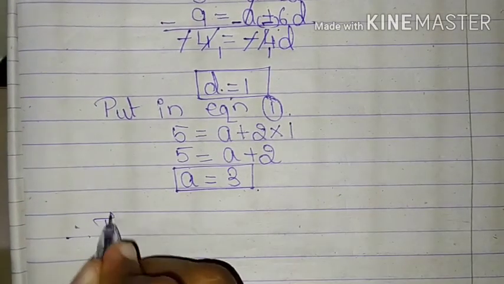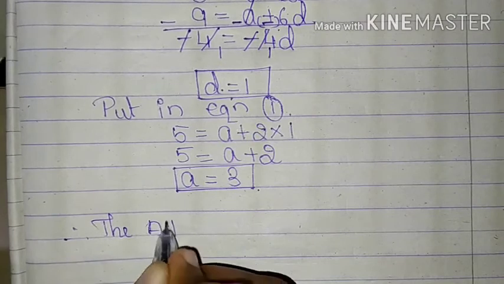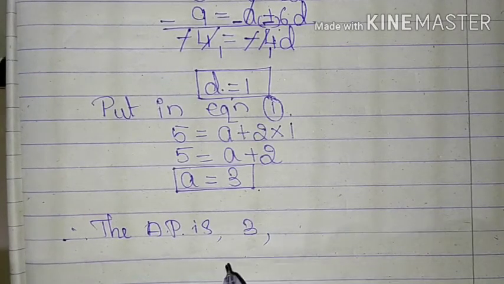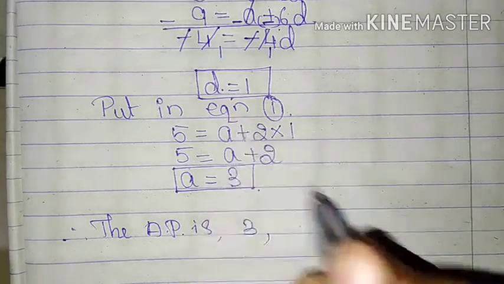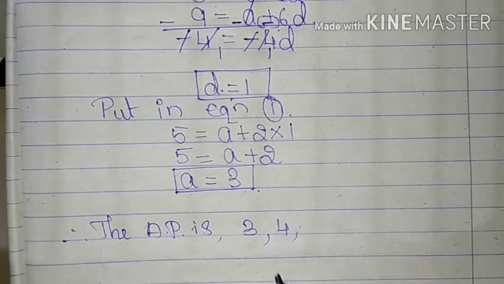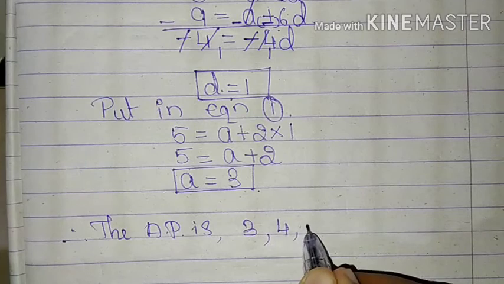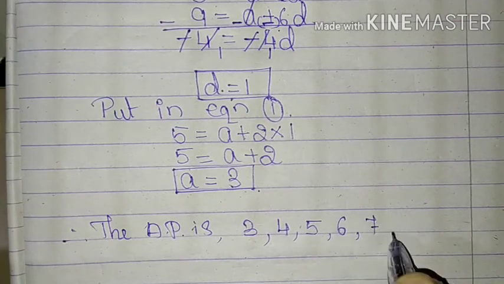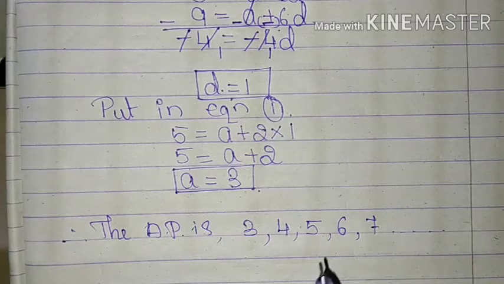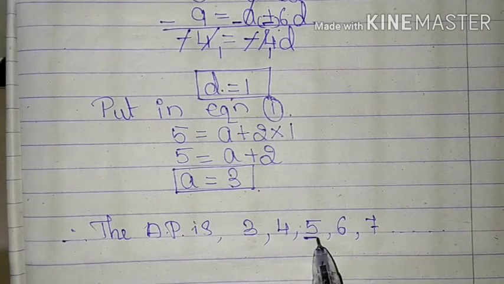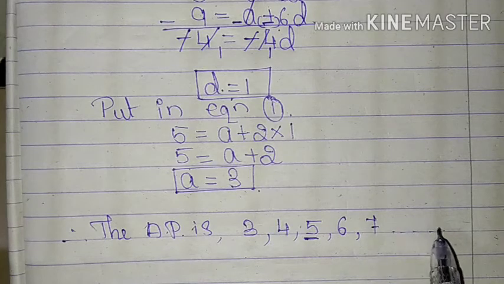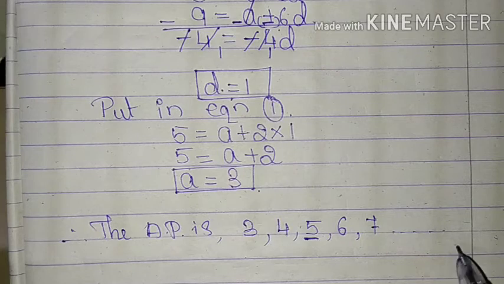Therefore, the AP is: first we write 3. The next term is A plus D, that is 3 plus 1, 4. The next term is 4 plus 1, 5, 6, 7, and so on. So our third term is 5, and if I go on like that, then our seventh term will be 9. Okay, this is our solution.